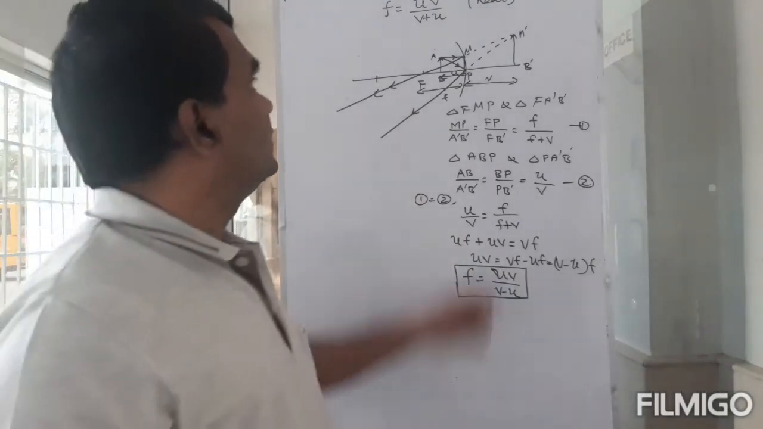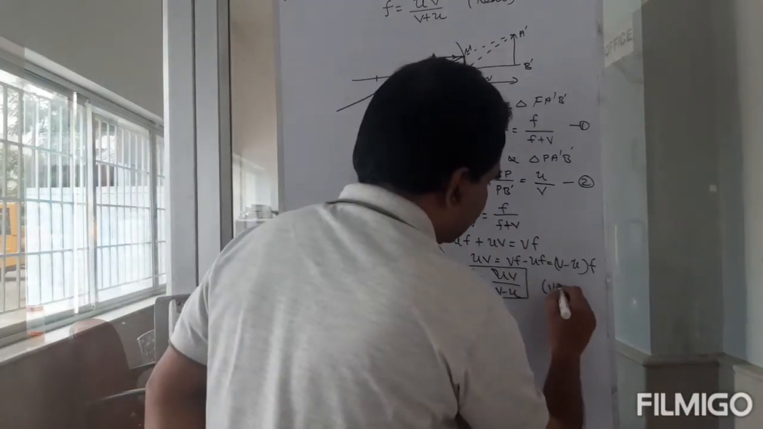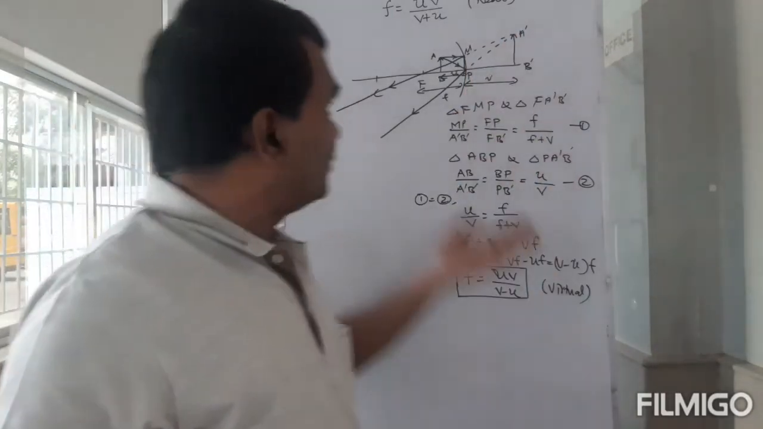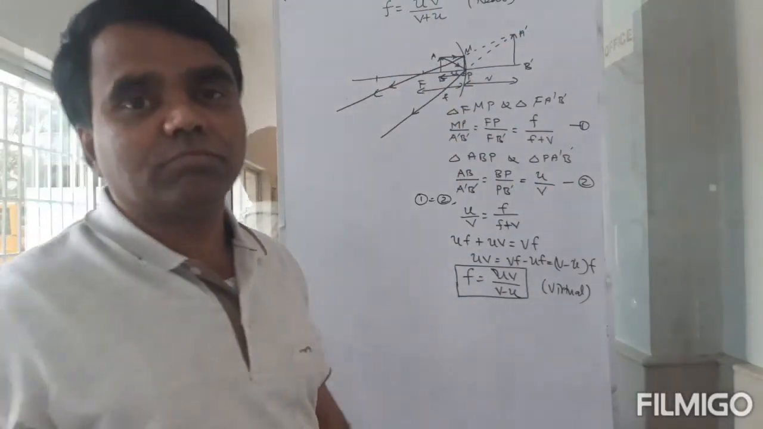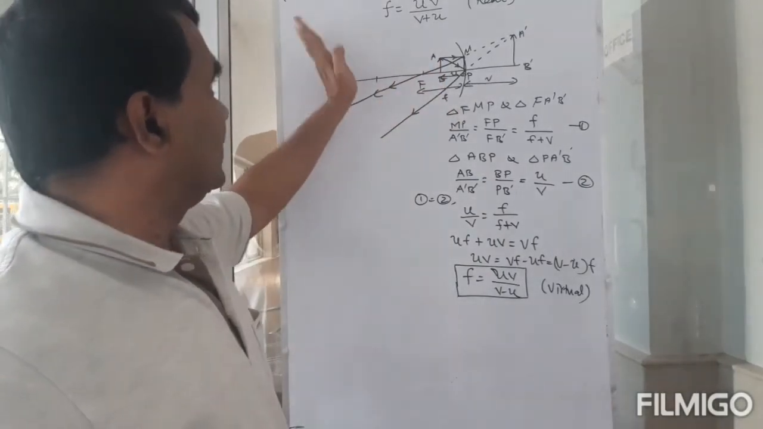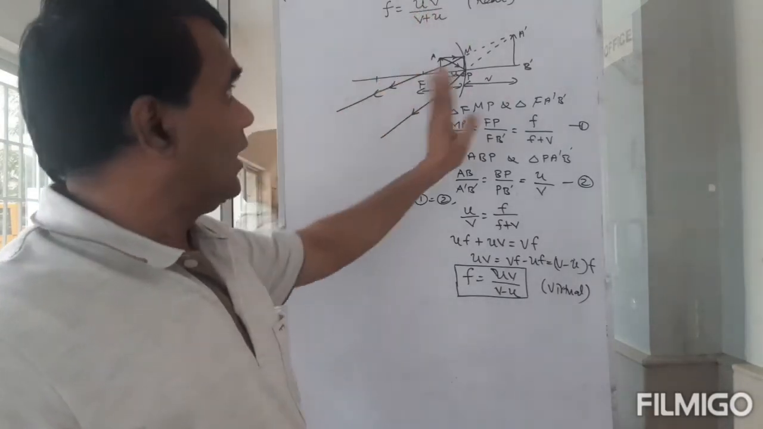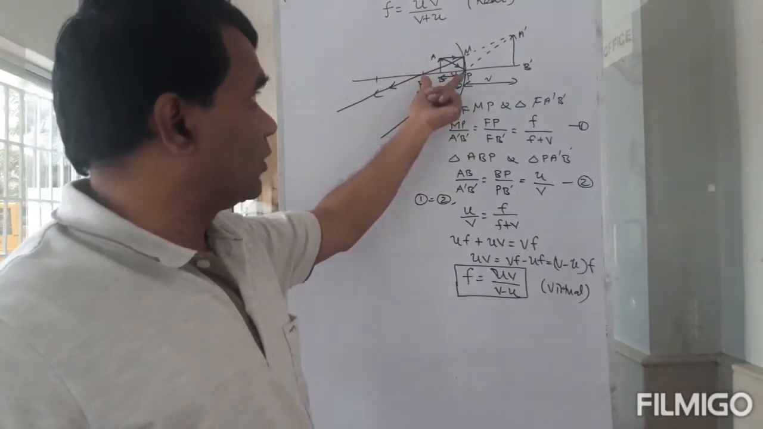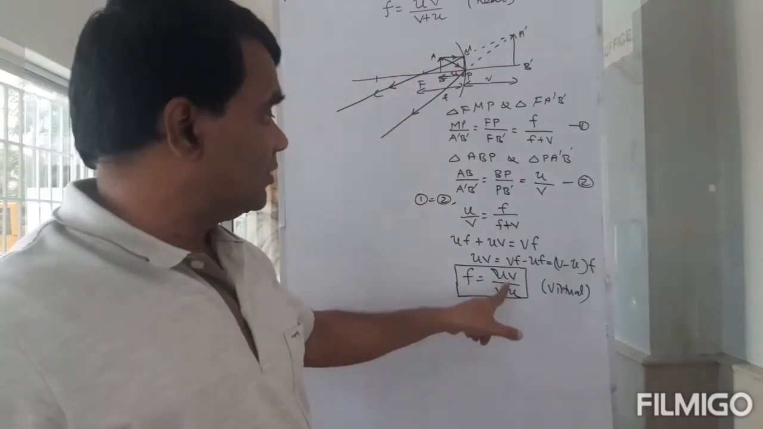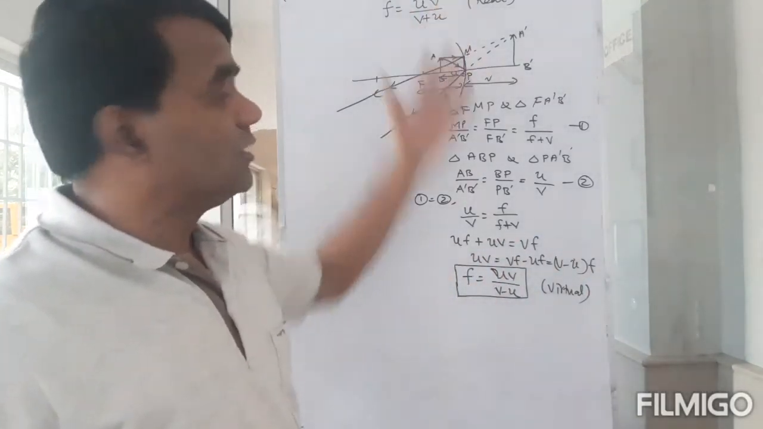You see, this equation is for the real image, and this is for the virtual image. You have two equations for the same mirror, depending on where you are keeping the object. If you kept the object here, and you have a real image, then this is what you got. And if you kept the object within the focal length of the mirror, then UV divided by V minus U is the equation you got. Two different equations.